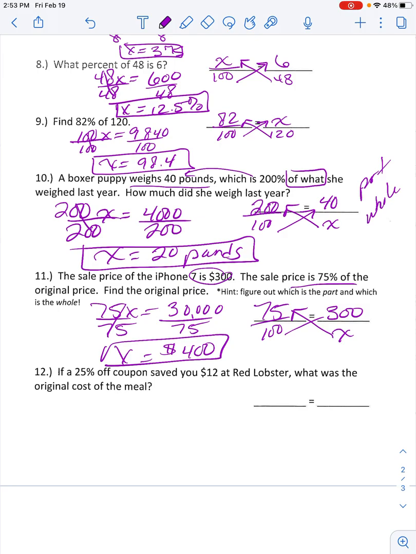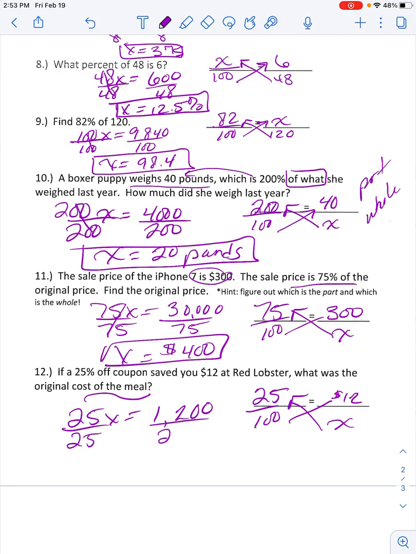And the last one, if a 25% off coupon, 25% go over 100, saved you $12 at Red Lobster, what was the original cost of the meal? So we only paid part of it, right? The $12. 25 times x is 25x. 100 times 12 is 1,200. And we'll divide by 25. So we'll get $48 was the original cost of the meal.